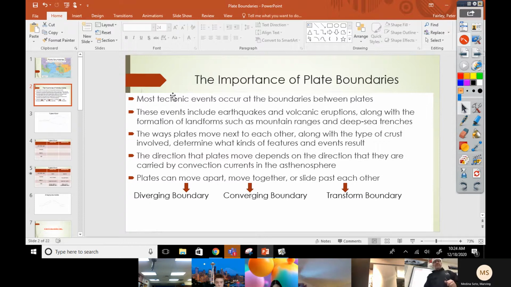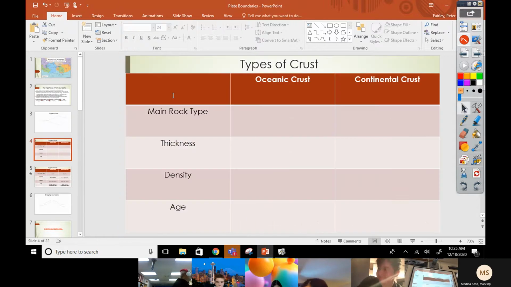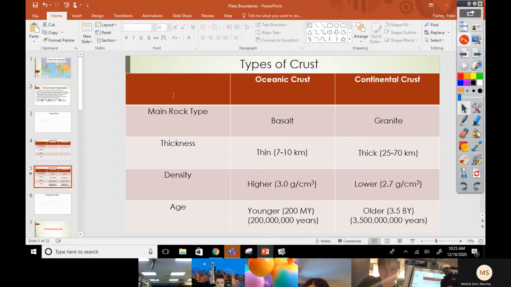That would be transform. So three kinds of boundaries, but there are two different kinds of converging boundaries we have to look at. One of them we looked at last time. The other one we'll look at today. Then we compared the two types of crust, and we filled out this chart comparing the different types of rock, the thickness, the density, and the age of each of these types of crust, right?